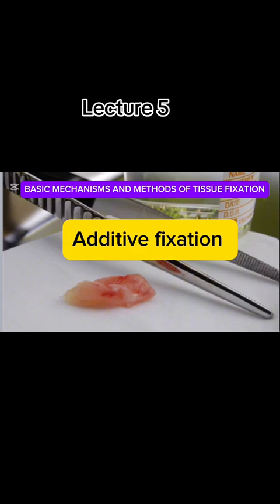So, in a nutshell, these fixatives primarily work by cross-linking proteins, stabilizing the tissue structure and preserving cellular morphology. So the bottom line is the fixative molecules become part of the tissue structure. Cross-linking strengthens tissue integrity and preserves molecular details. Basically, this additive fixation is commonly used for detailed structural preservation, for example, electron microscopy.